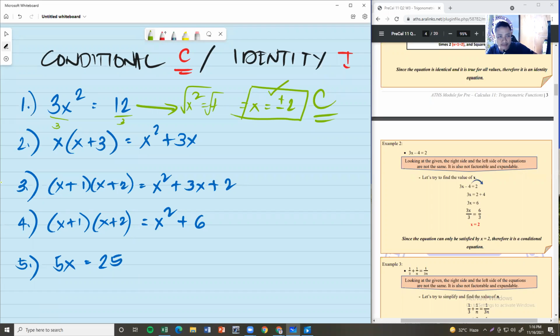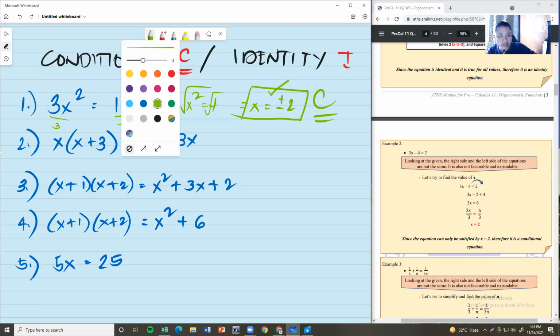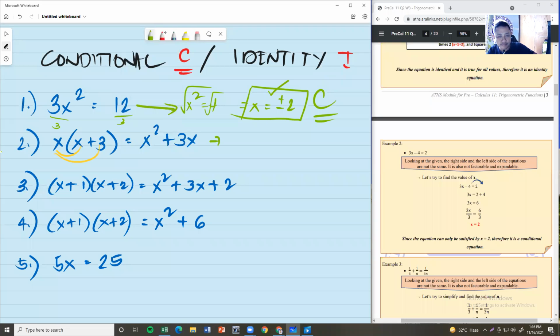Now let's have this. For number 2, when we simplify this, distribute, you will have 3x. This will also be x squared plus 3x. And they are exactly the same. They are identical. Therefore, that is identity. Okay? Got it. That's correct. Oh, one check for 1, one check for 2.